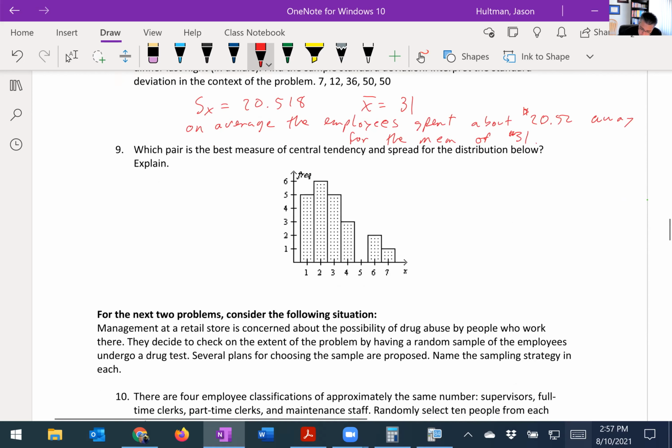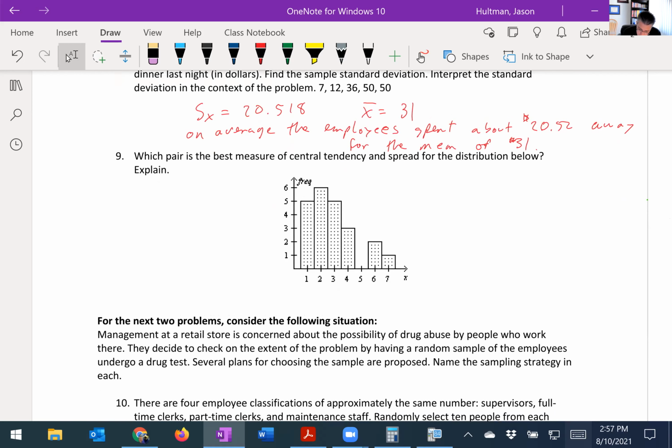Okay, which pair is the best measure of central tendency and spread for the distribution below. Okay, so this is kind of skewed data, right? So this is right skewed. So what's the measure of central tendency here that we want to use? We want to use the median. And what's the spread? That's the IQR. Okay, so the median and the IQR for this one.